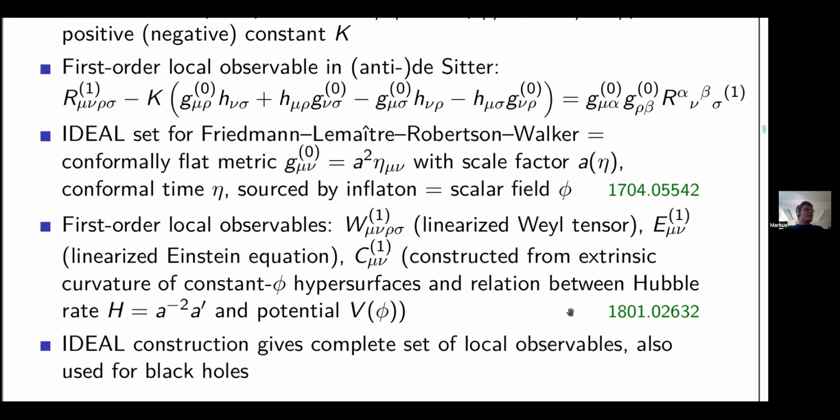And the nice thing about this whole ideal construction is that you get a complete set of local observables in this case. So this is the only exception to what I said before, that there are no local observables in gravity. If you restrict to first order, you can get local observables, exactly from this ideal construction. But that only works at first order.